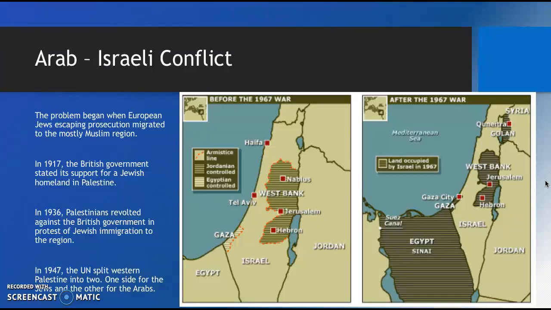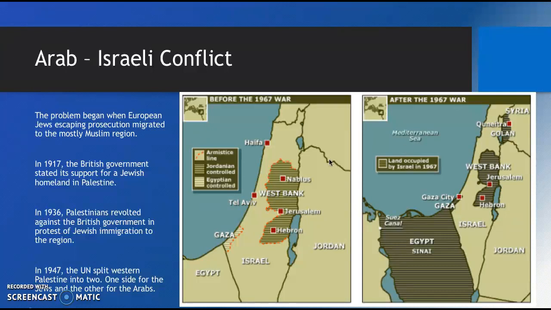In 1936, the Palestinians revolted against the British government in protest of Jewish immigration to the region. The British government was issuing visas and passports and were just putting Jews that were fleeing the area into Israel in an attempt to establish a Jewish homeland in Palestine. So that obviously angered the Palestinians, and so they revolted against the British government. In 1947, the UN split Western Palestine into two, one side for the Jews and the other for the Arabs.